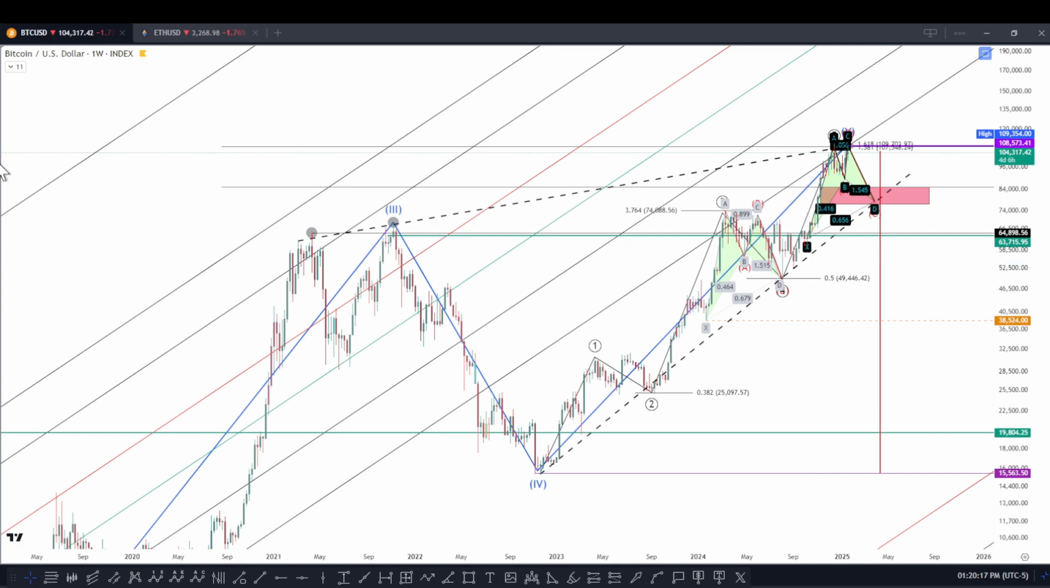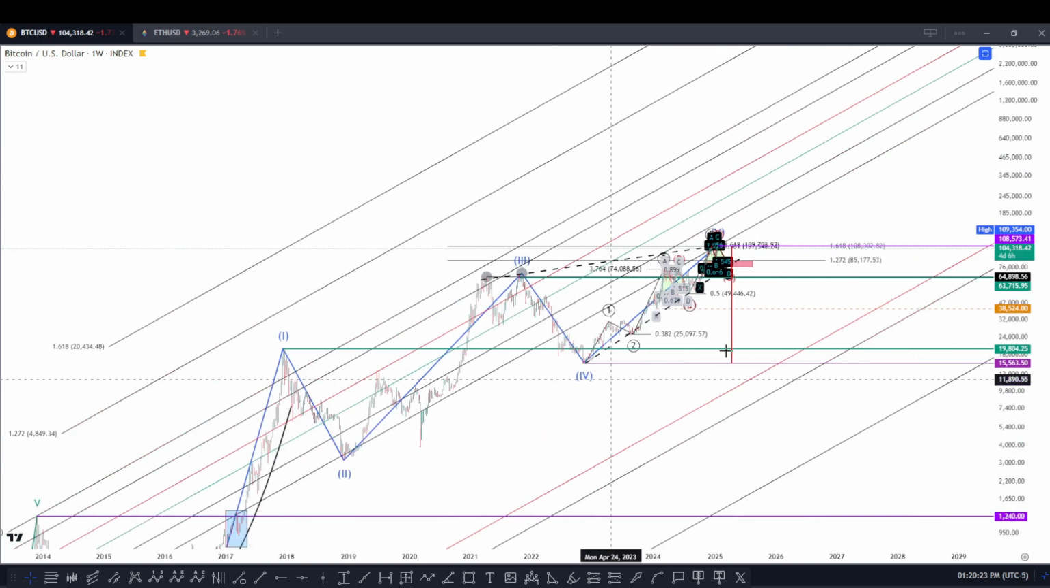From a wave count perspective, if you look at this blue wave count, I'll zoom out and then I'll go right back in. That was that first impulse up. So we got 1, 2, 3, 4, and then 5. So we're in a wave right now. It just completed in this area.